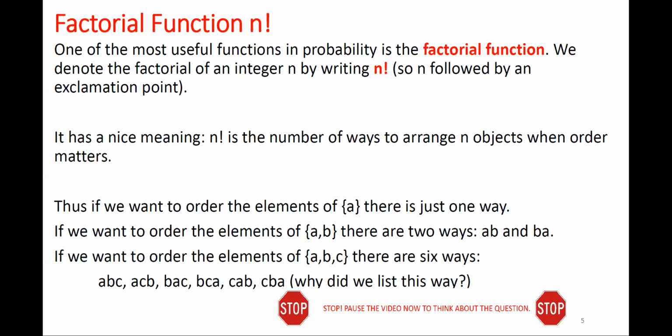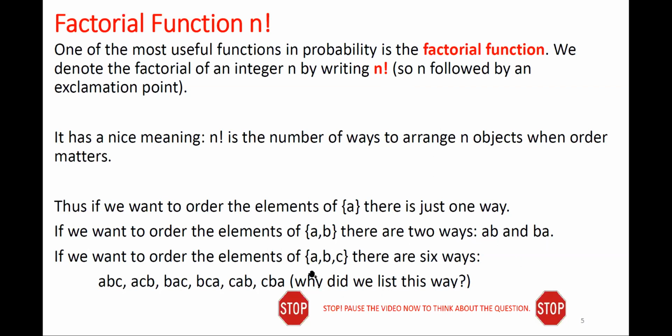There's a nice meaning to it. The factorial function is the number of ways to arrange objects when order matters. So n factorial is the number of ways to arrange n objects when order matters. If we have just one object, A, how many ways can I order it? A. So how many ways? One way. But if I have 2 objects, A, B, how many ways can I order them? 2. I could have A first and then B, or B first and then A.